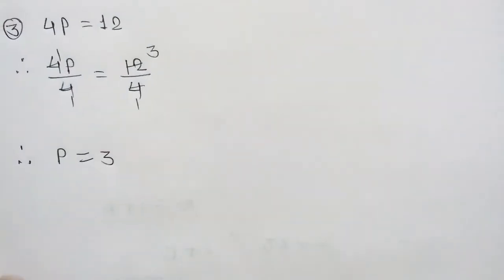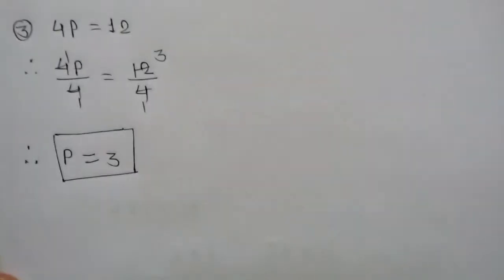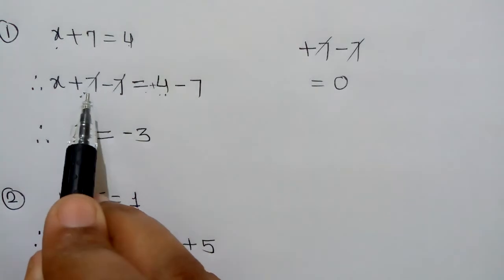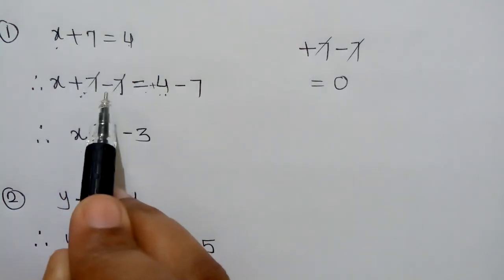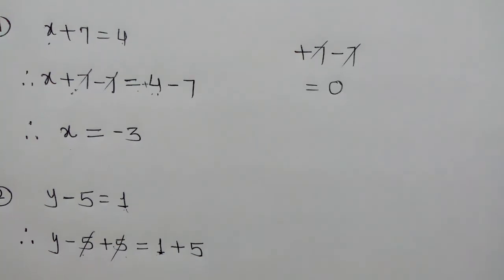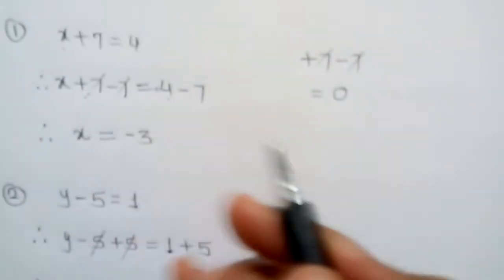So here p is equal to 3, and this is the value of p. So this is the method we have seen. We are adding or subtracting that number on both sides. But there is another method, that is the method of transpose. So we will solve the same example by that method.